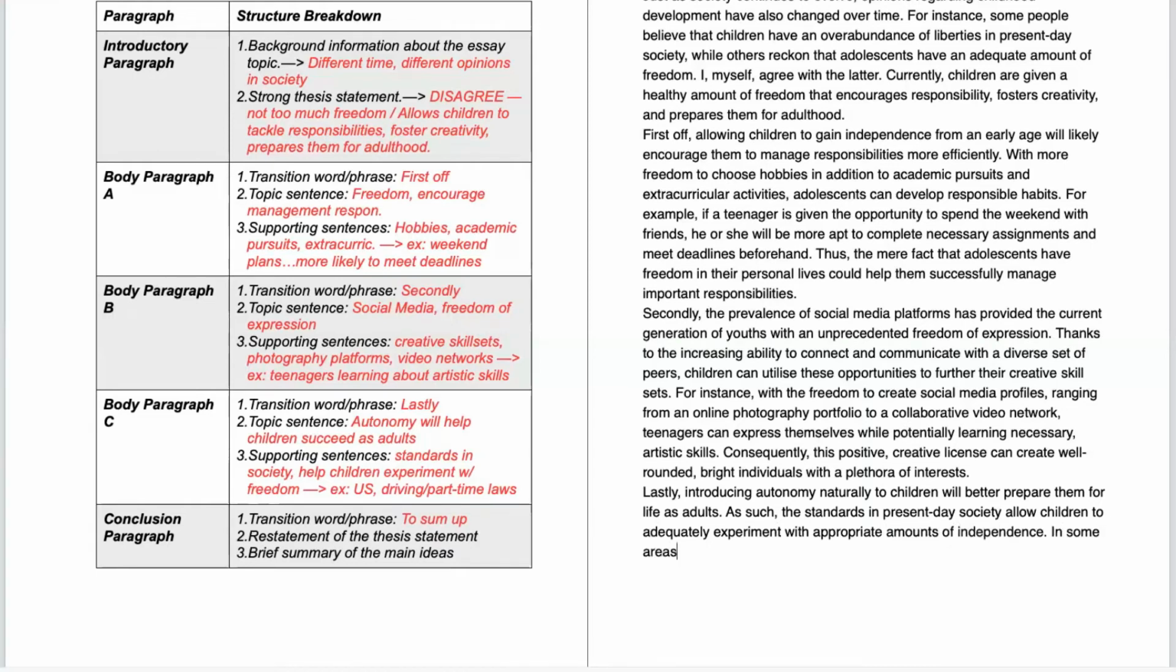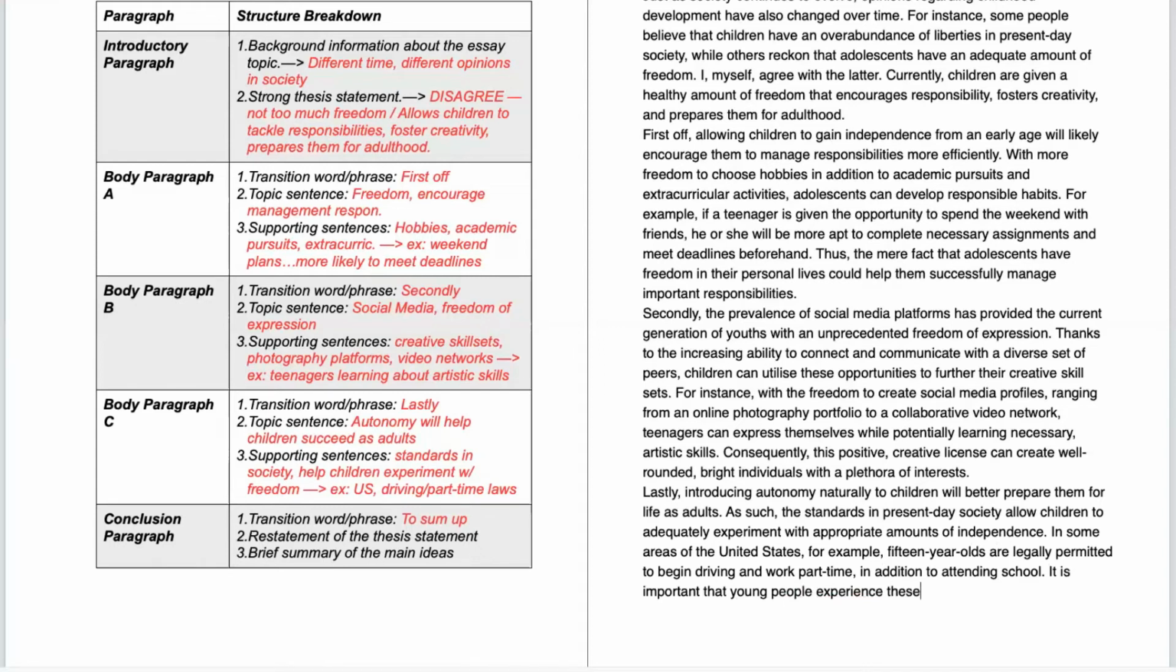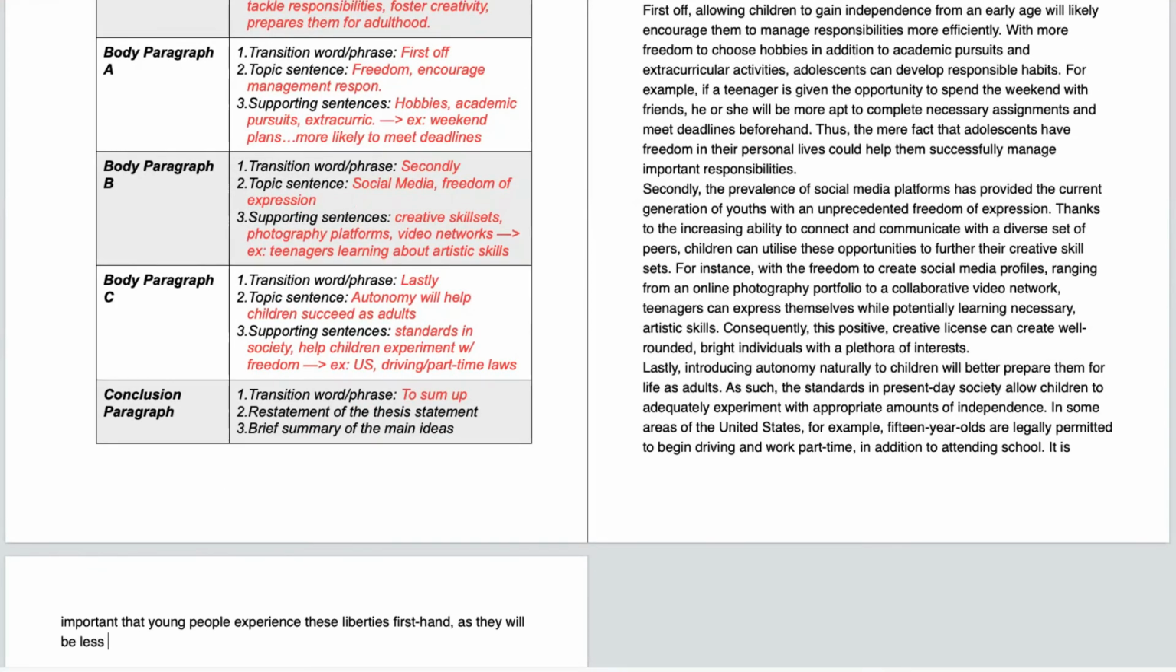In some areas of the United States, for example, and now again I'm going to talk about my example, 15-year-olds are legally permitted to begin driving and work part-time in addition to attending school. It is important that young people experience these liberties firsthand, as they will be less likely to become overwhelmed with the pressures of adulthood in the long run.